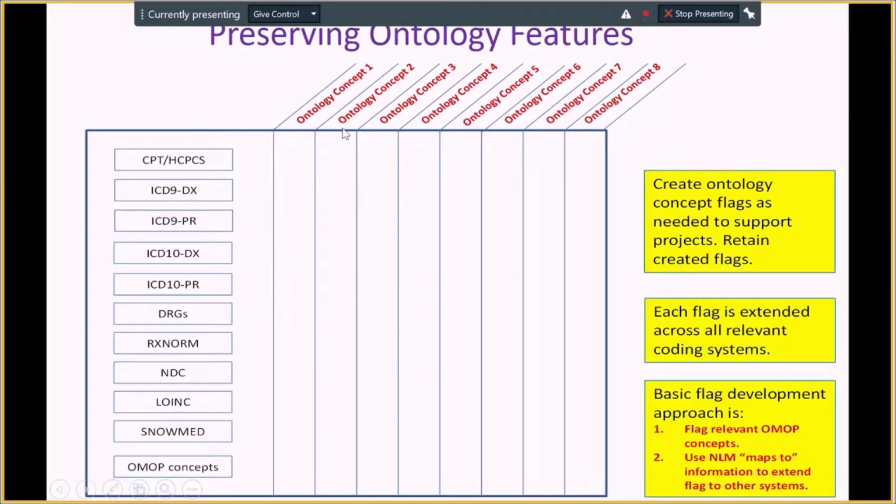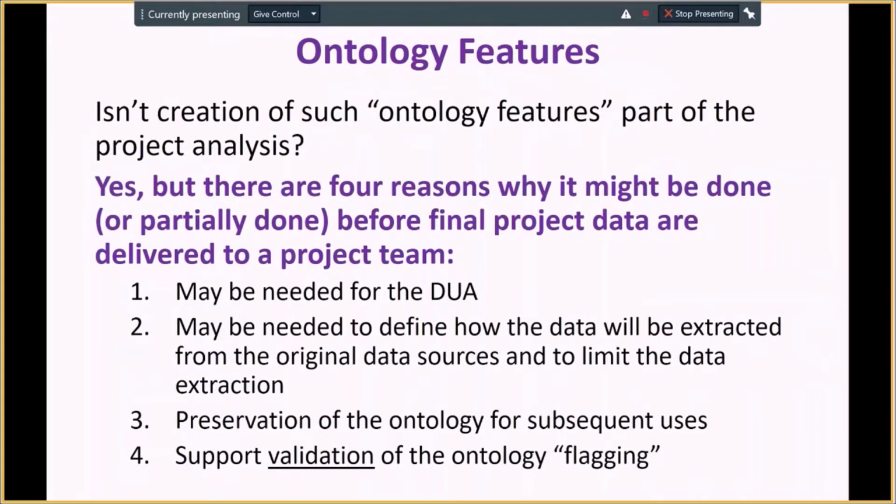But we also then transfer those, when we can, by using crosswalks from the National Library of Medicine into other coding systems like the OMOP codes and so on. And so what we've done is we've created an ontology library with all kinds of code flagging definitions, and that's available for investigators to use.